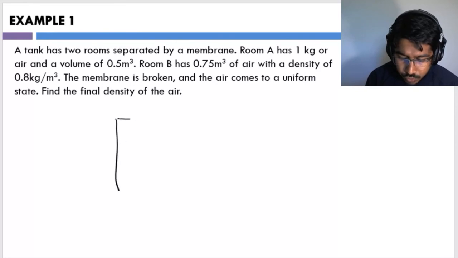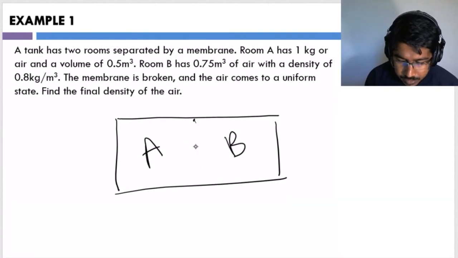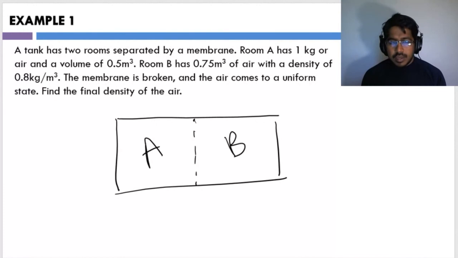For those of you who are trying to do this, it has a tank with 2 compartments, which is divided by a membrane like this. The volumes and other information of these chambers are given, and it asks, when the membrane is broken, what is the final density of air? Before the membrane was broken, compartments A and B had different properties, and now we break the membrane so that everything inside the chamber is mixed.